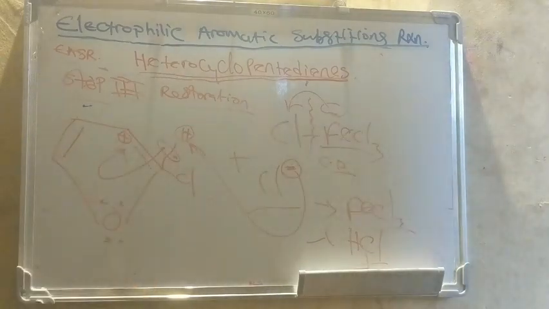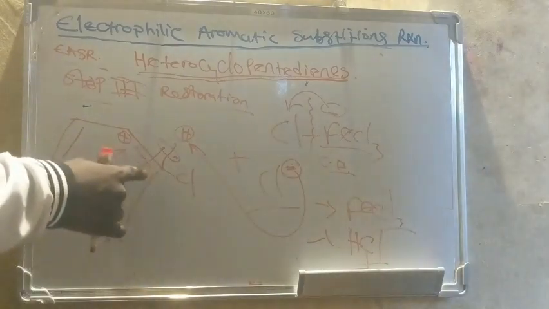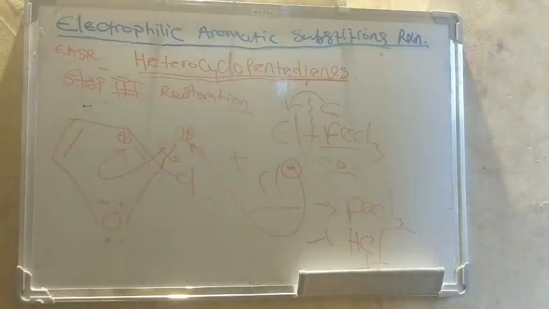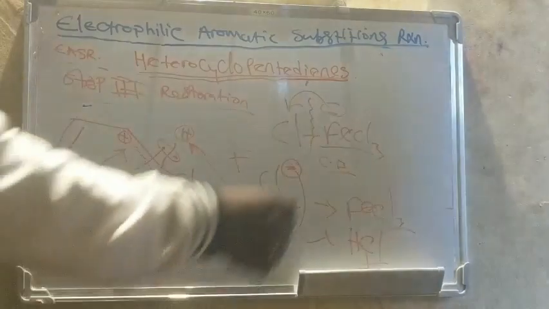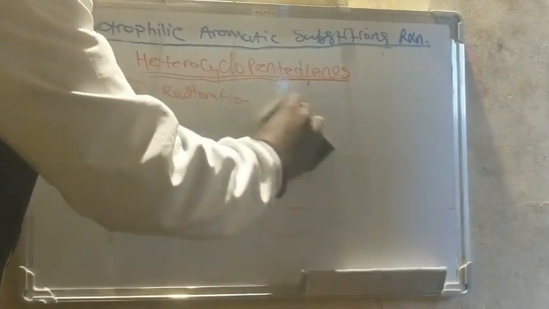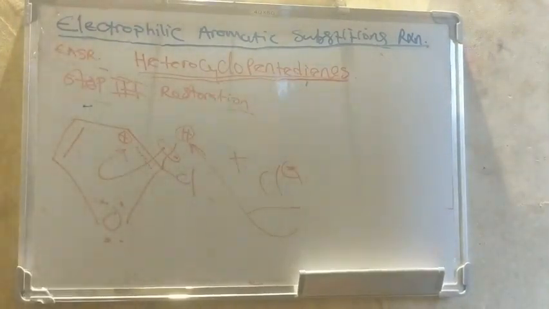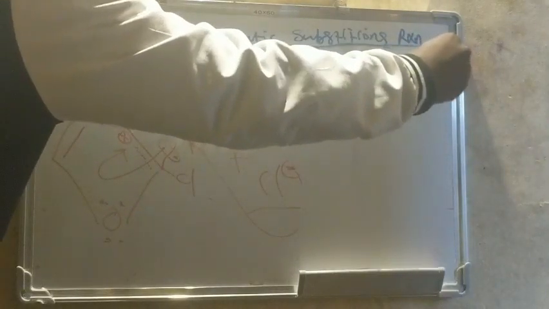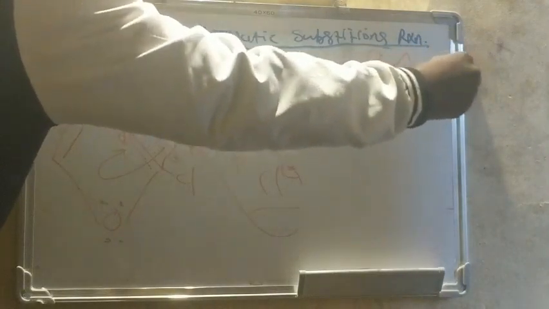There will be a pi bond within the ring. So there will be a pi bond formed as a result of these electrons stabilizing the charge. Let me draw the final products of this reaction. So I'll erase these and then we'll indicate a section for products. So these are the products of the reaction.